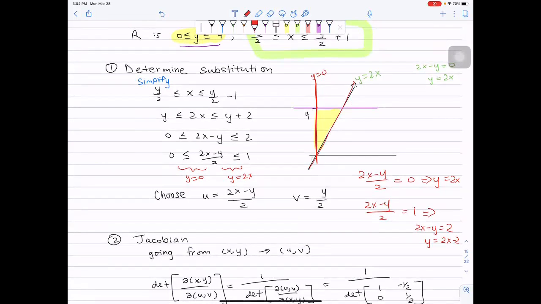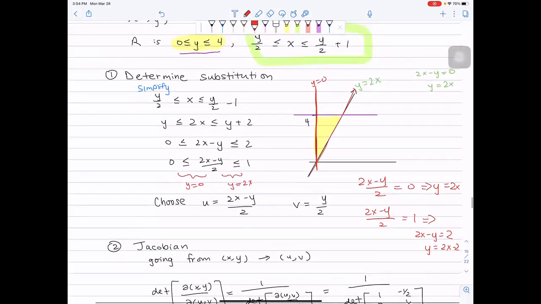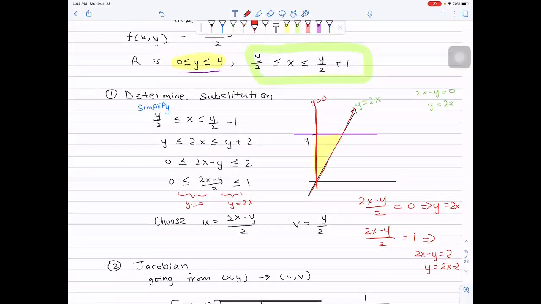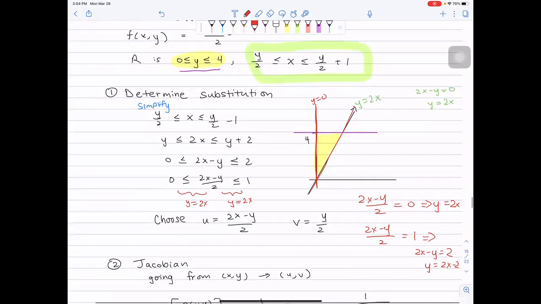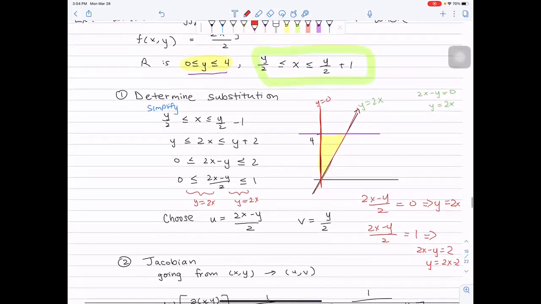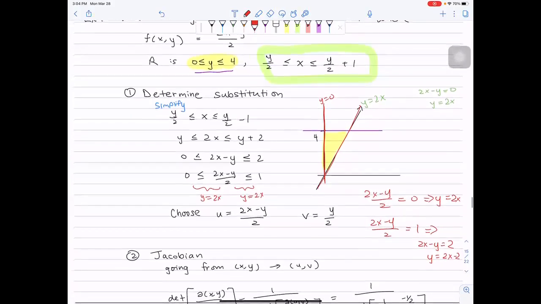And the second line, you get... wait, why did... y equals 2x times 2. Okay, maybe this did not work as I planned. 2x minus y.